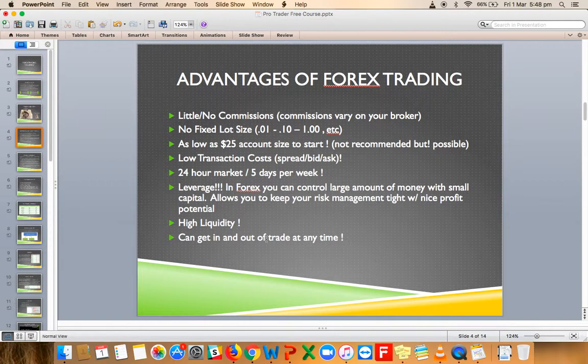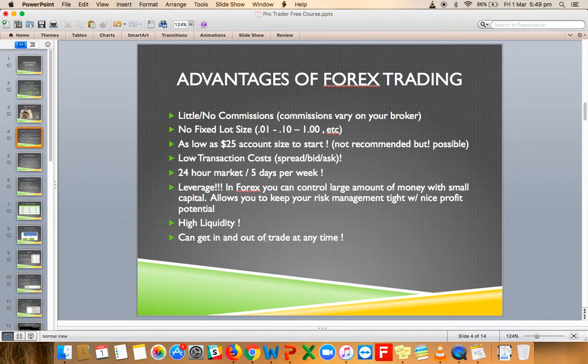Leverage is what allows you to go into the market and take bigger positions. Anytime you come in with $100, you can be given a leverage of 1:100 by your broker, or 1:50. This leverage automatically gives you the opportunity to take big trade opportunities that you wouldn't have been able to take with your $100 normally. In Forex, you can control a large amount of money with small capital. This allows you to keep your risk management tight, and also make a nice profit if you know what you're doing.